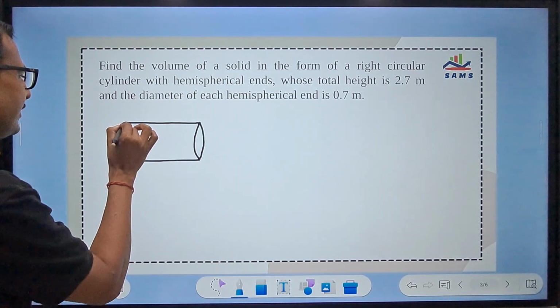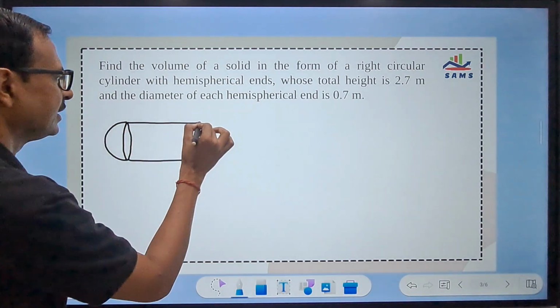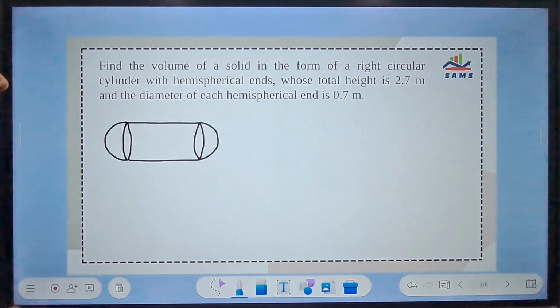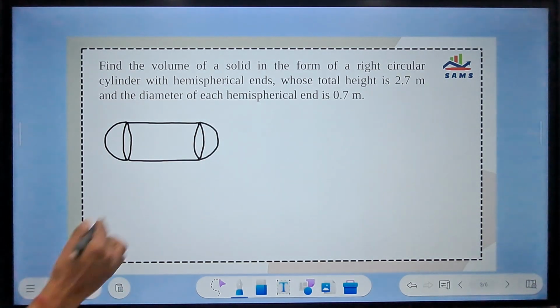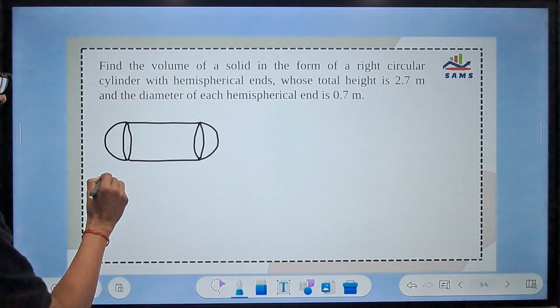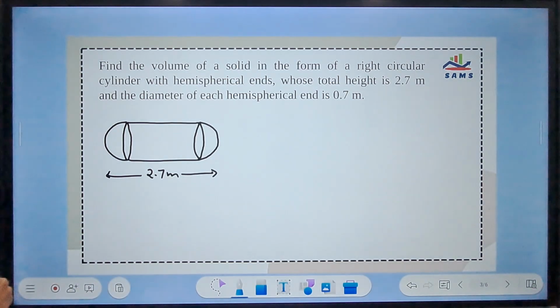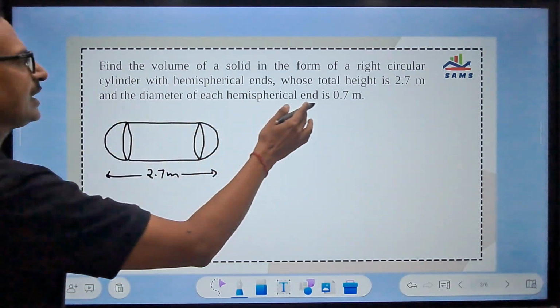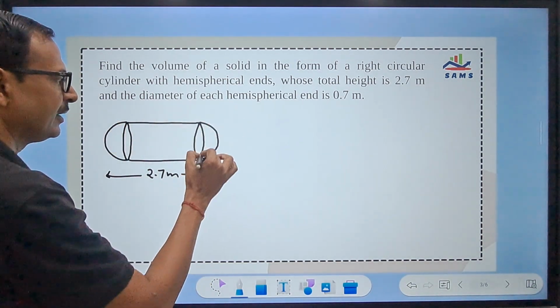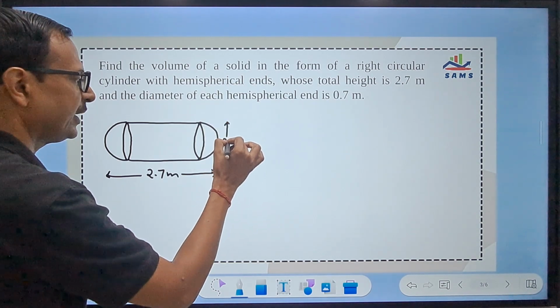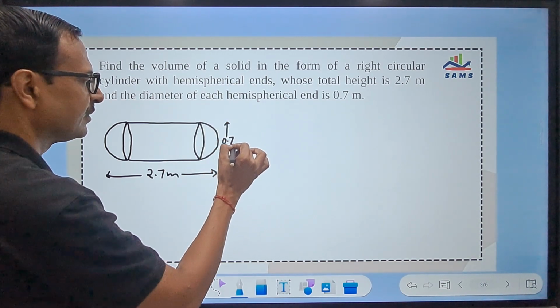And it has hemispherical ends like this and like this. Hemispherical ends. Total height is 2.7. So from here to here, total height is 2.7 meters. And the diameter of each hemispherical end is 0.7. So diameter, this part, is 0.7 meters.